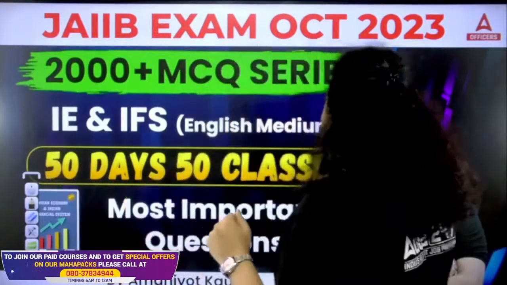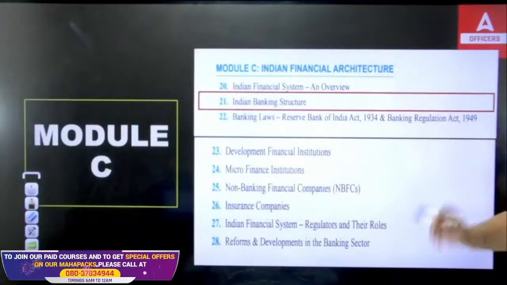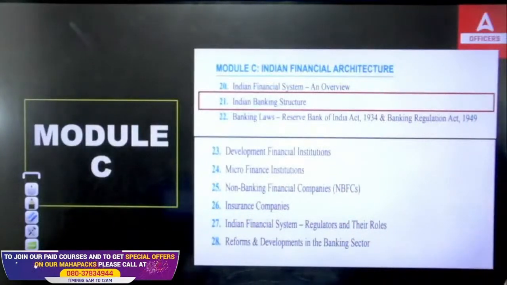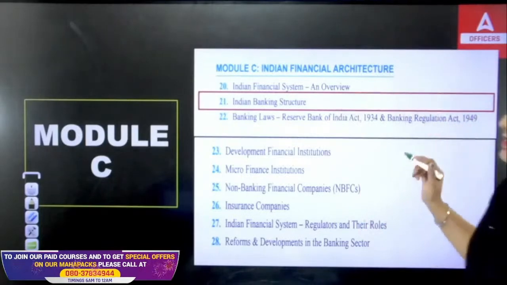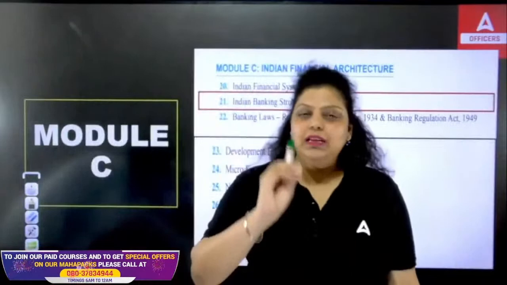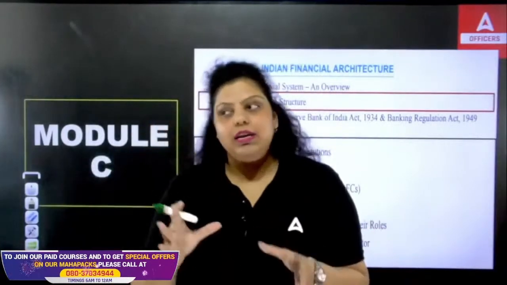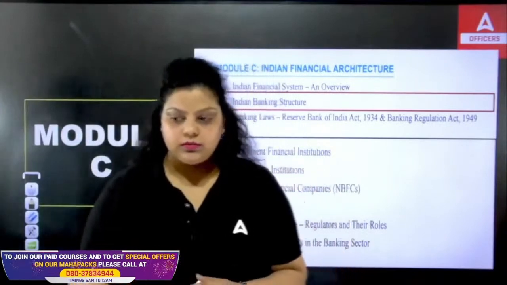Now we are on module C, and module C's 21st unit, the Indian banking industry, we are going to cover today. Indian banking industry structure is what? Simply, we have to understand the evolution of Indian banking in the country and the types of bank, everything we have to cover. You can see module C we are discussing here.